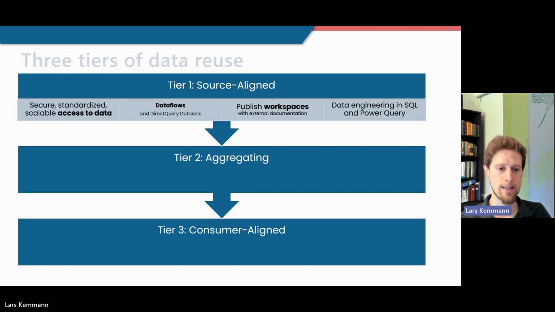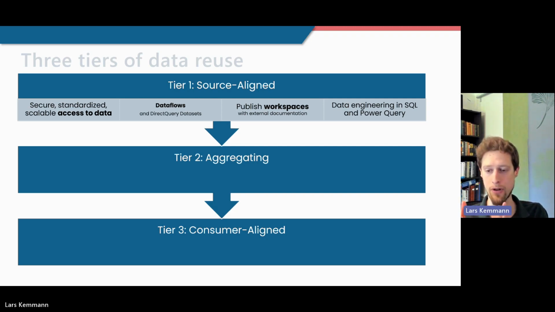So the goal in this tier is secure, standardized, and scalable access to data. That's the overriding concern in the source aligned tier. If you are creating source aligned data products, you're trying to give people access to data. So what you're going to do in this tier is focus on data flows. And in some rare cases you have to have up to the minute data rather than data that can use data flows with scheduled refresh, then yes, you can use direct query as well. But that's how you're going to want to get data into Power BI.